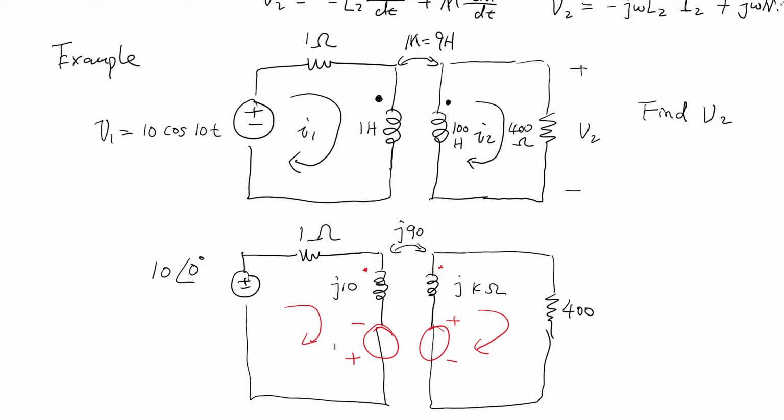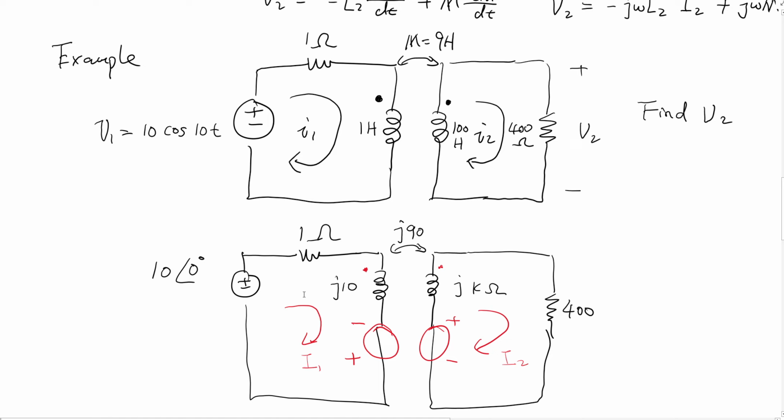So there will be two loops, or two meshes. We're going to use the mesh method to build the voltage relationship for loop number 1 and loop number 2. For this one we have I1, and we have I2. We bring this into the phasor domain. If we can solve I1 and I2, then we can find the current.